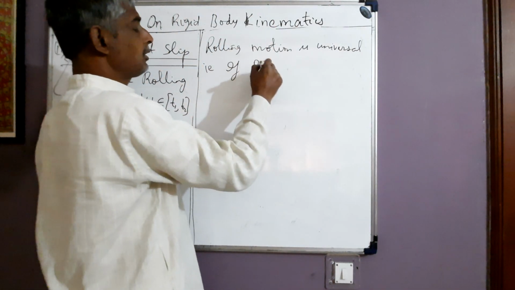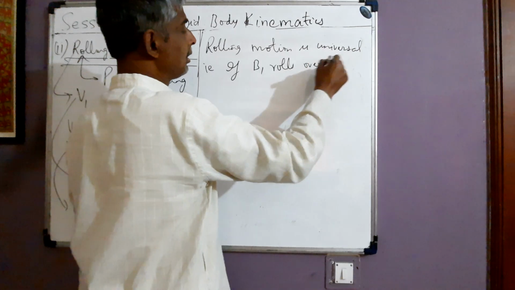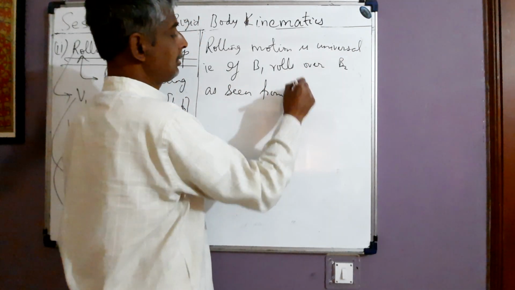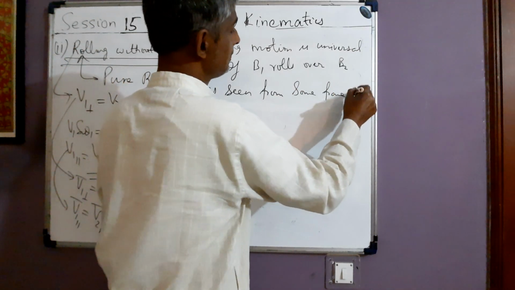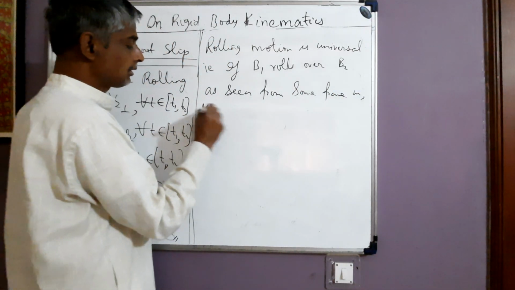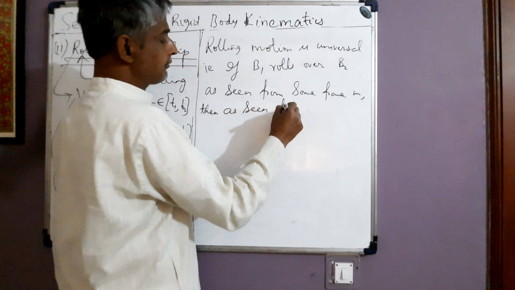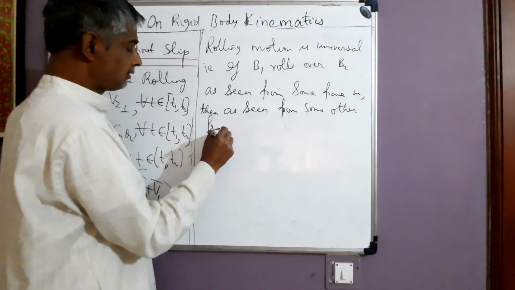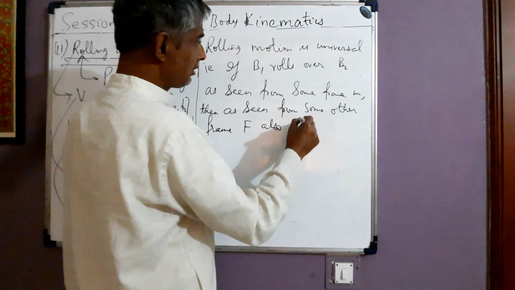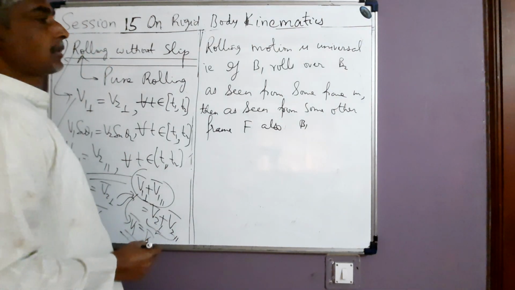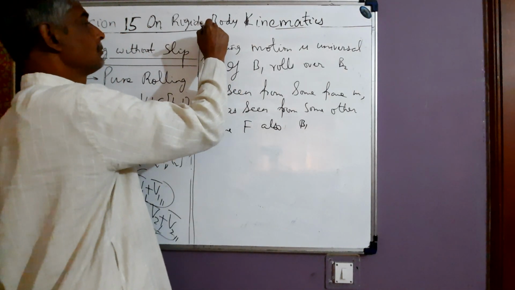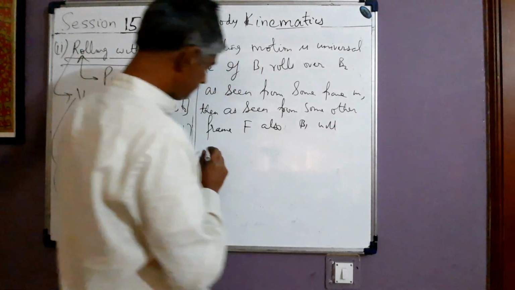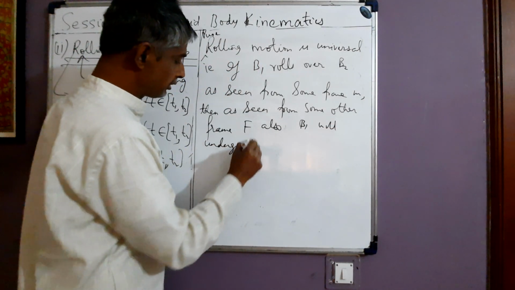If B1 rolls over B2 as seen from some frame M, then as seen from some other frame F also, B1 will undergo pure rolling motion over B2.